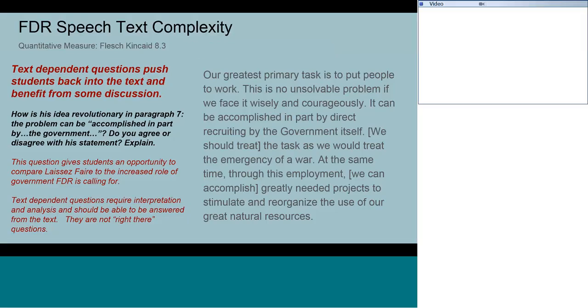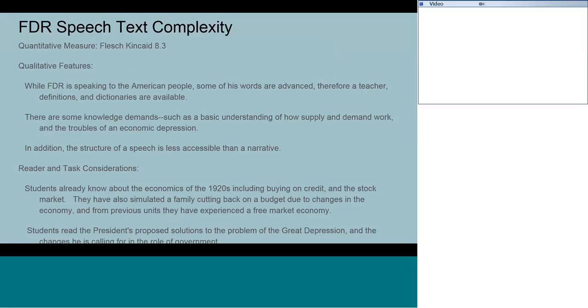Next slide, please. Here's the text complexity, and the top line tells you that the Flesch-Kincaid was 8.3, which sounds like it should be right for my 8th graders in January, February when I was doing this. But it's the qualitative features and the reader and task considerations that make this a more difficult text.